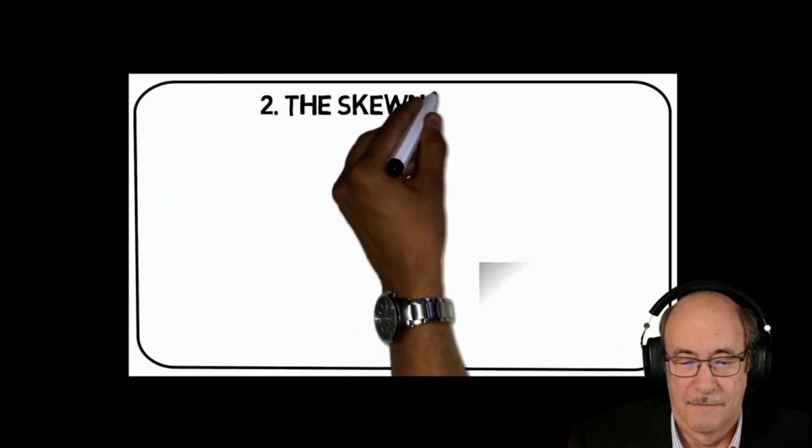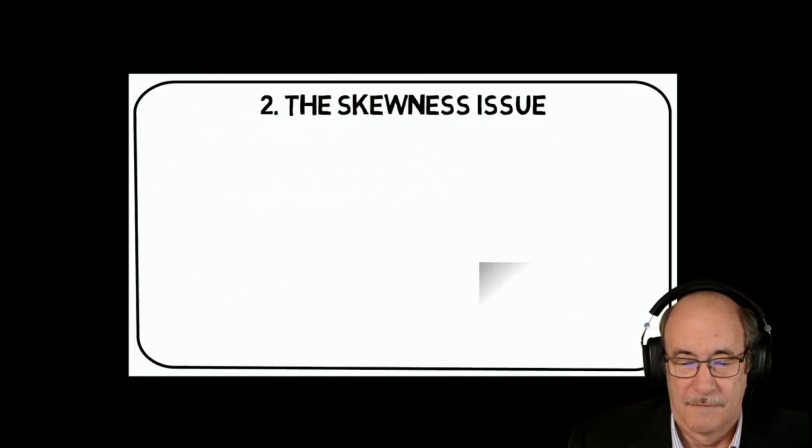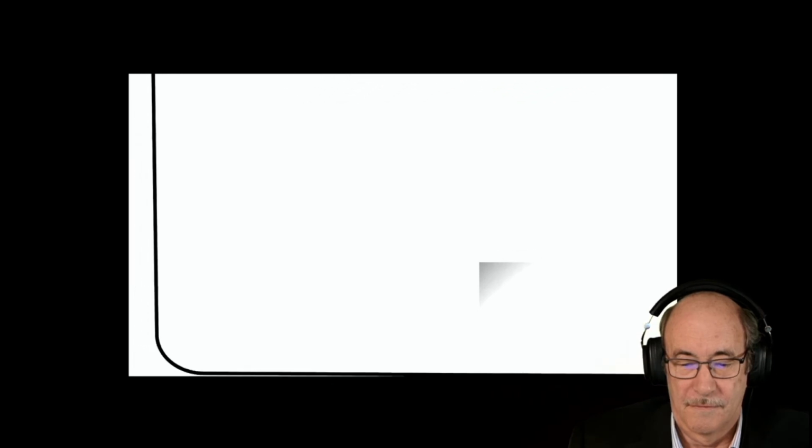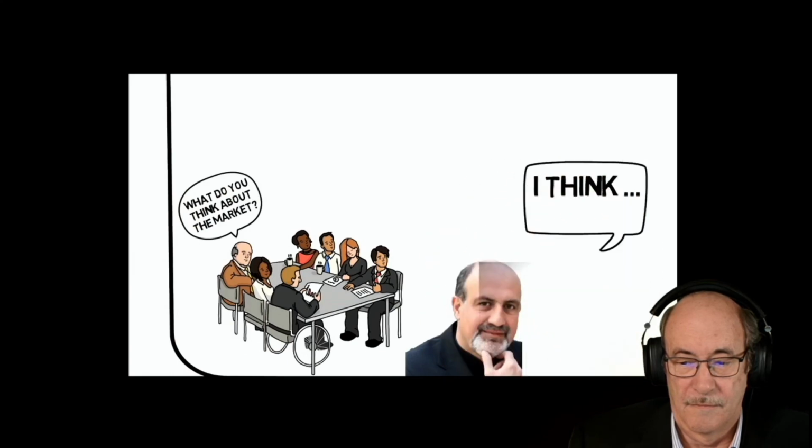Takeaway number 2, the skewness issue. During his time as a trader at a large investment house in New York, Nassim Taleb once found himself in a meeting with company stakeholders where they wanted his opinion on the stock market. He told them that he thought the market is likely to go up during the coming week. He said that it's probably a 70% chance that the market will rise.